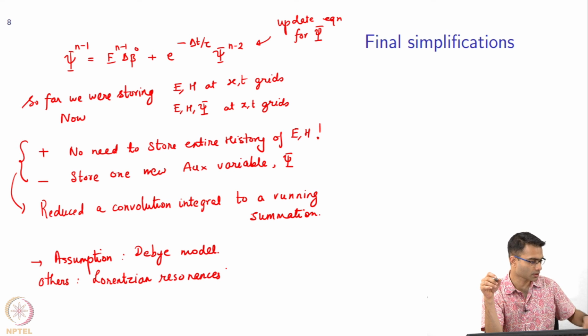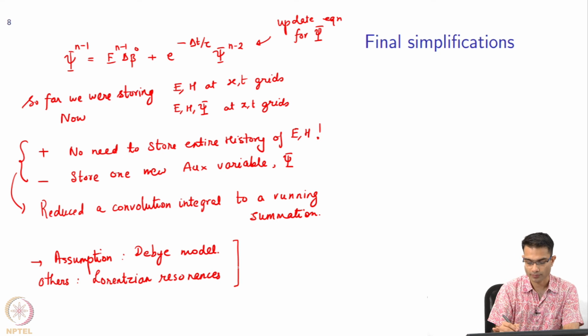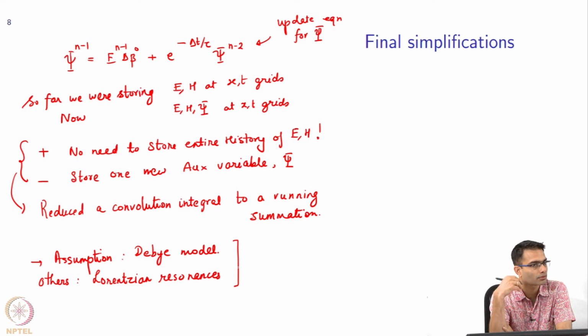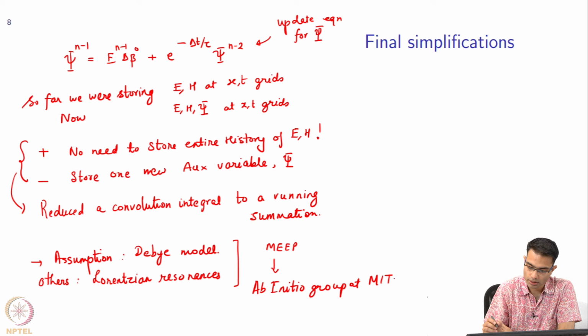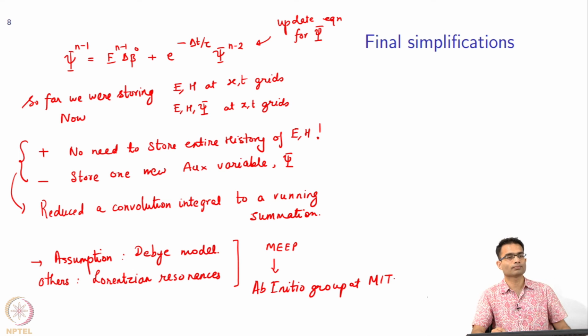Okay. So I think this is a good point to introduce at least the name to you. There is a popular open source software in which you can solve FDTD equations. It's written for 1D, 2D, 3D. It's called MEEP. This is by the ab initio group at MIT. It's very flexible and it's open source. So you can go in and see how they have implemented various update equations, and it can handle quite a variety of different resonances. It's used extensively for research purposes.